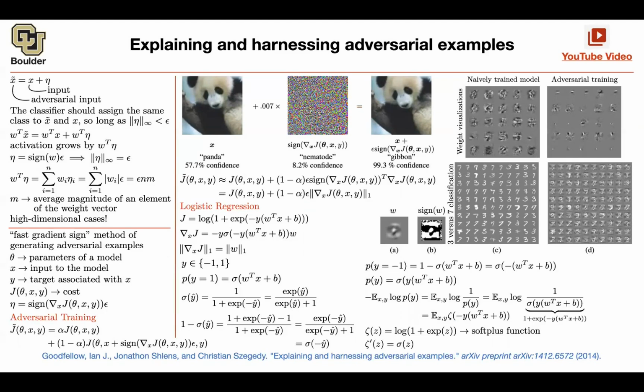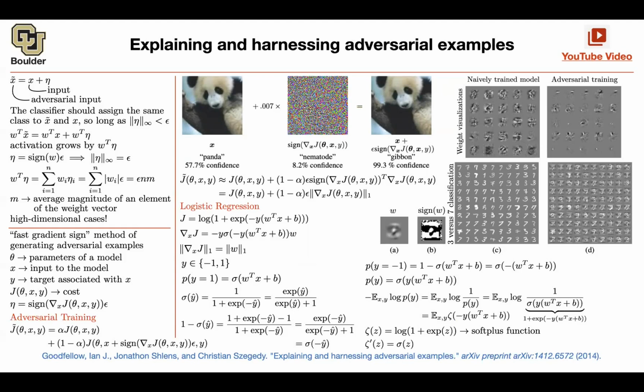So the method that you have in the previous paper was a little bit expensive to come up with adversarial examples, because for each example, for each image, to come up with the perturbation, you had to solve an optimization problem, which is going to take a while to be solved. This is a cheap way of generating adversarial examples.